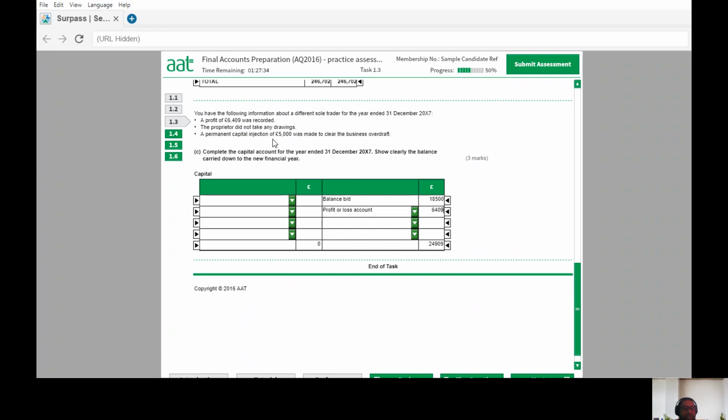A permanent capital injection of 5,000 pounds was made to clear the business overdraft. So basically he paid 5,000 pounds into the bank account. It doesn't matter whether it clears the overdraft or not. They made a capital injection of 5,000 pounds, which increases the balance. So the new balance carried down is going to be 29,909 pounds. That should be the answer for this one.